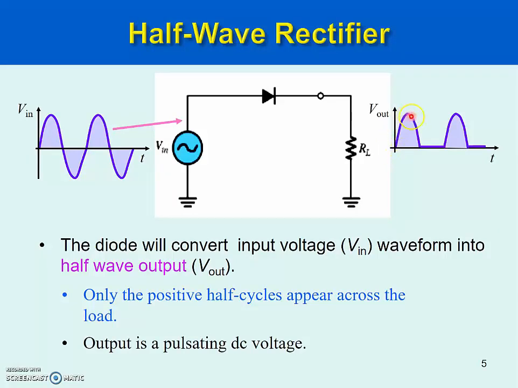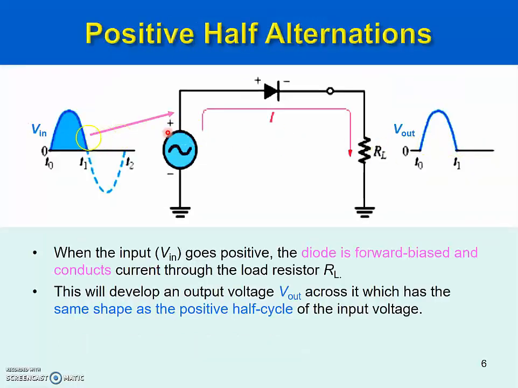Why pulsating? This is the first pulse. Start from here, second pulse, and so on. During the positive input cycle, the current flows out from here of the supply, goes through the diode, through the load resistor, through the ground, and goes back to this terminal of the supply.